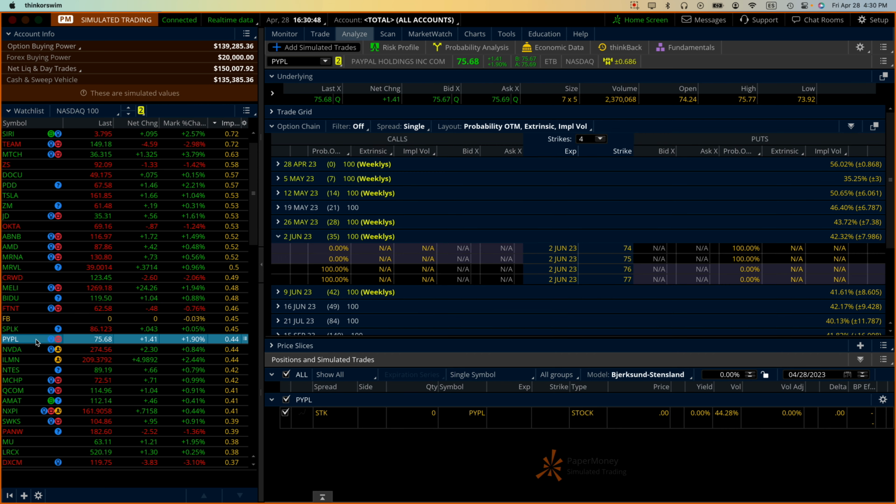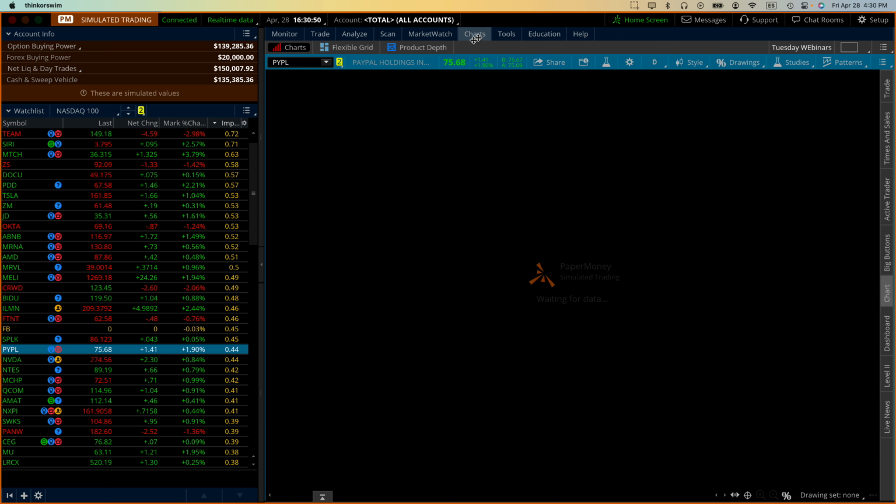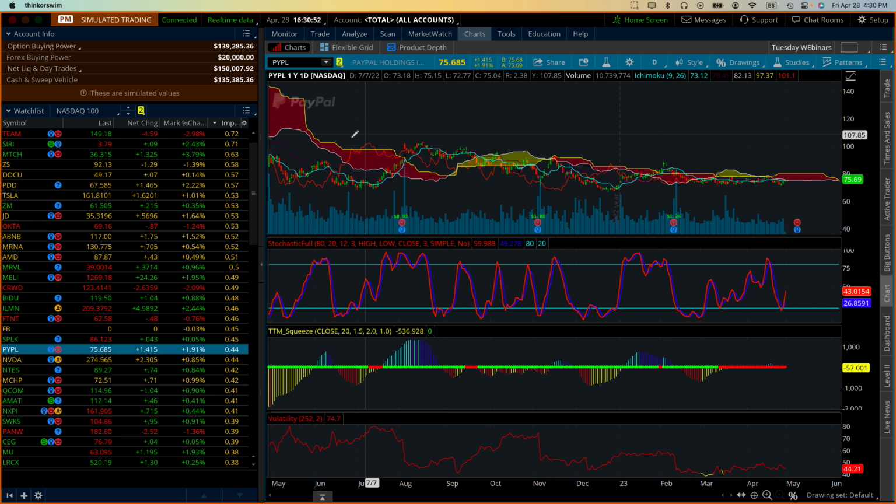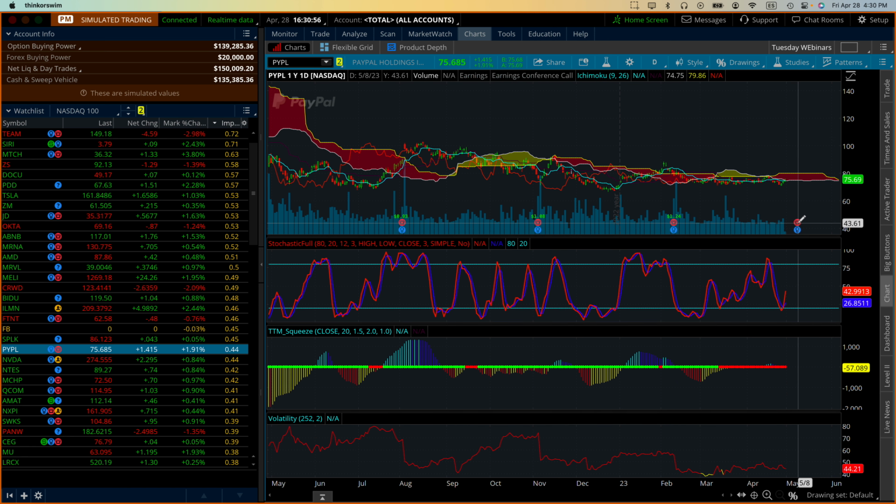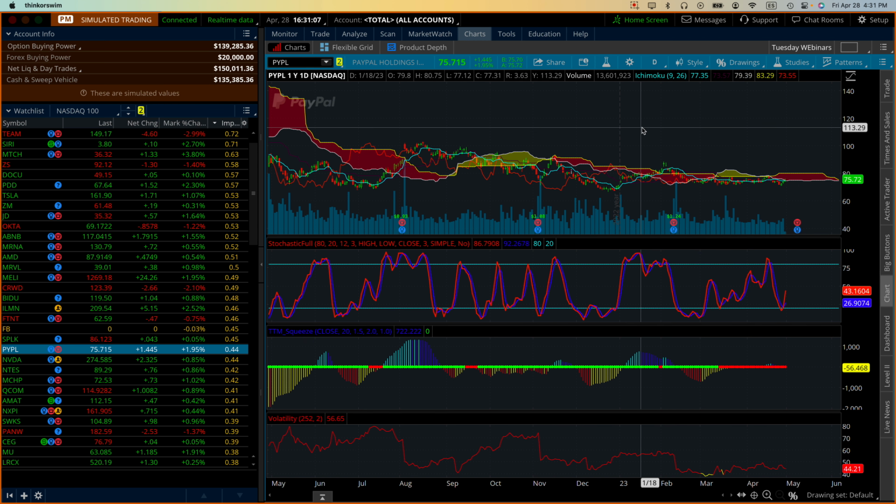What about PYPL? Let's take a look at that. I think it's PayPal. There you go. PayPal is moving sideways. Look at that. Earnings are coming up. So what is going to happen at earnings? The stock can collapse or go up. Give yourself some time to make this thing work. Okay, it's just too close to the earnings.